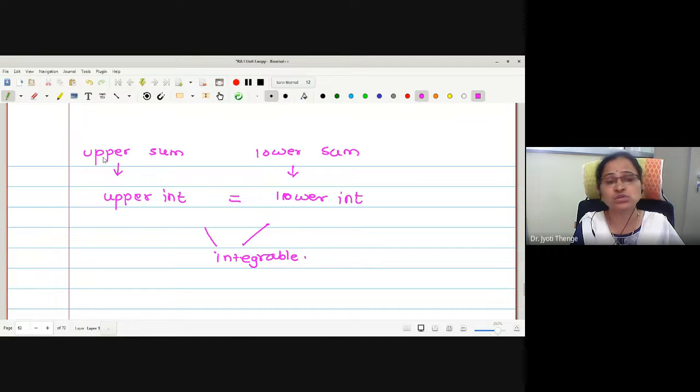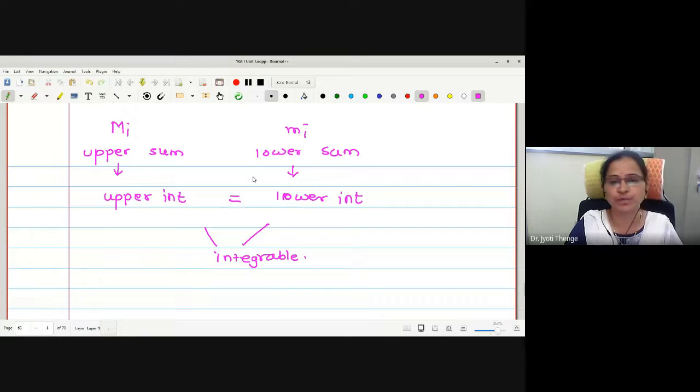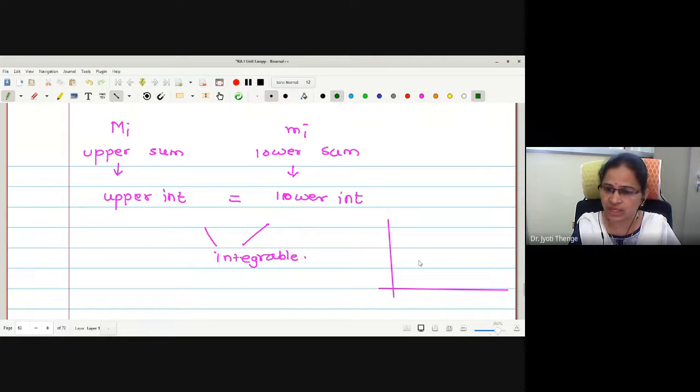And which concept of the function is used in upper sum? Suprema. Here it is used with infima. Correct. And by using the two concepts of suprema and infima, whenever we have an actual integration, upper sum always lies above the curve. Correct now? It is of this type. Upper sum is above the curve, that of lower sum is below the curve.